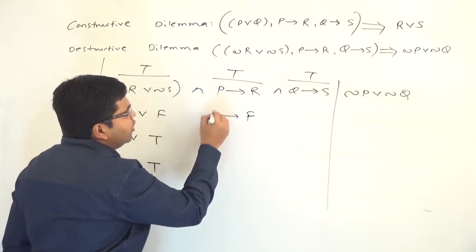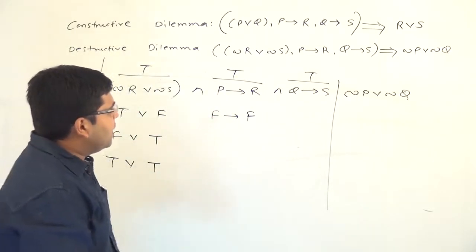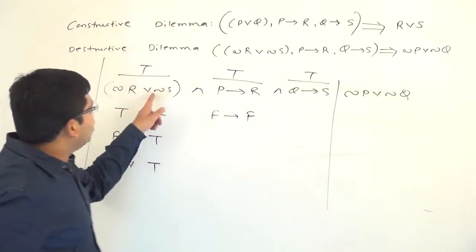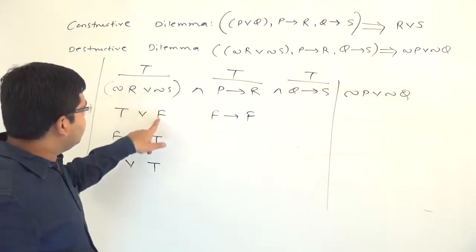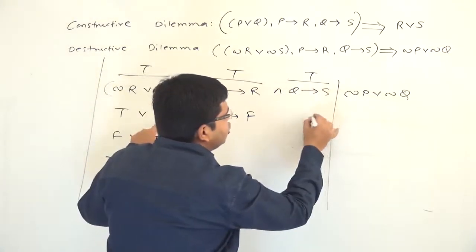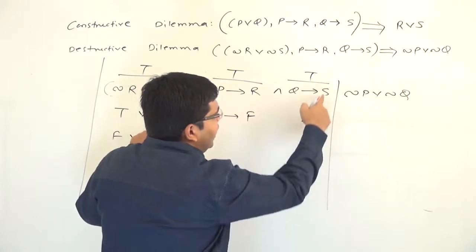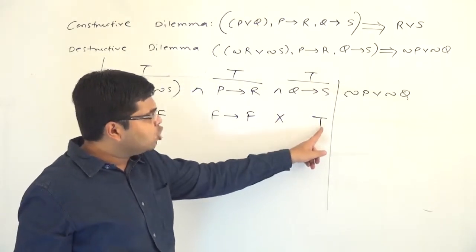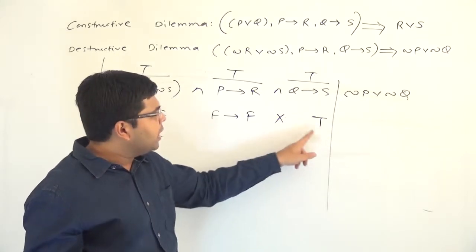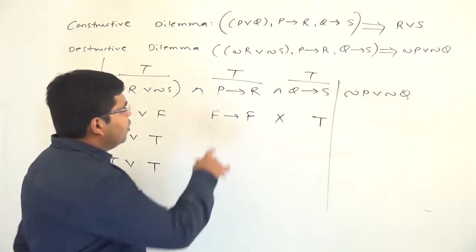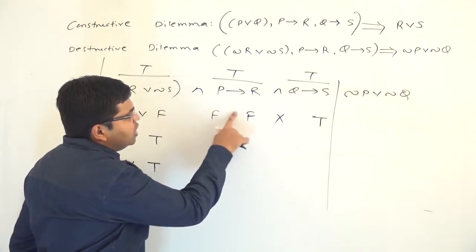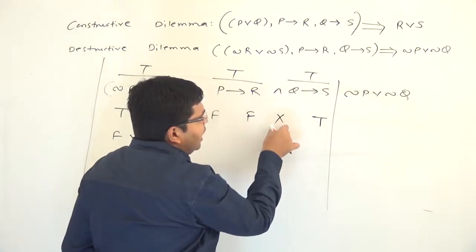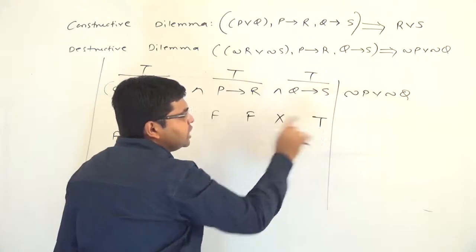So here we need to take P as false, and here negation of S is false. That means the value of S has to be true, and when S is true, Q can be anything, because false implies true is true and true implies true is also true. So P has to be false and Q can be anything. R is false, S is true.